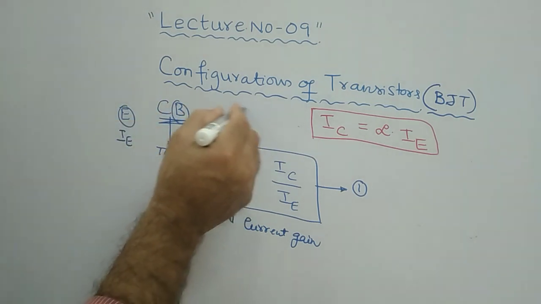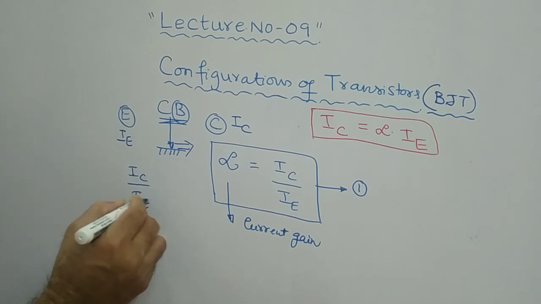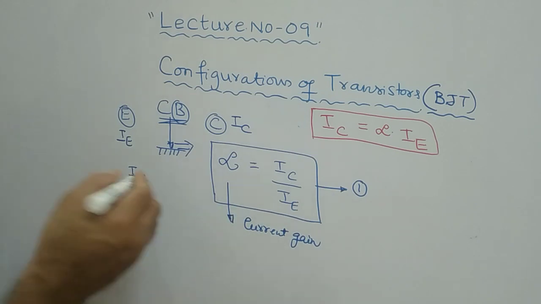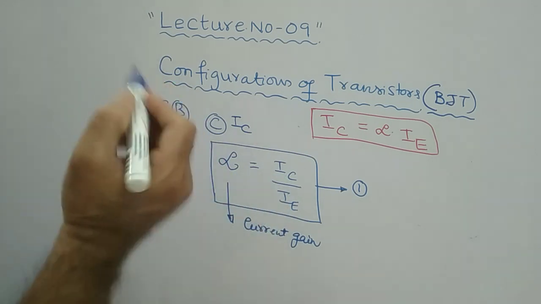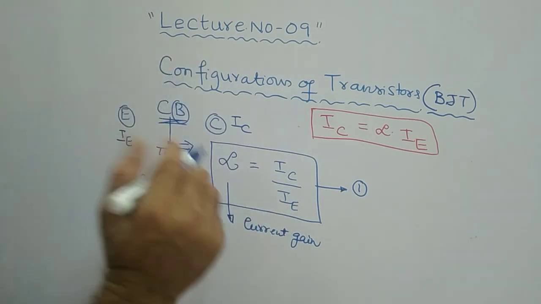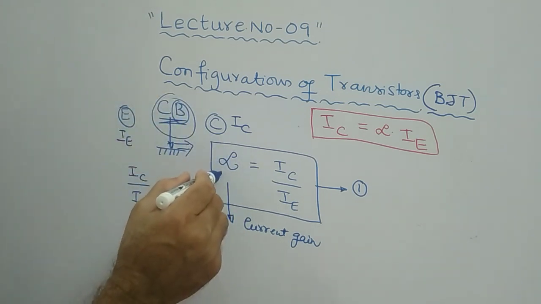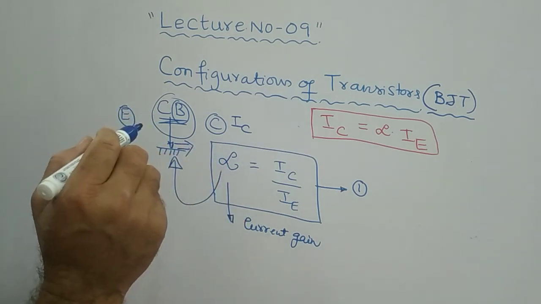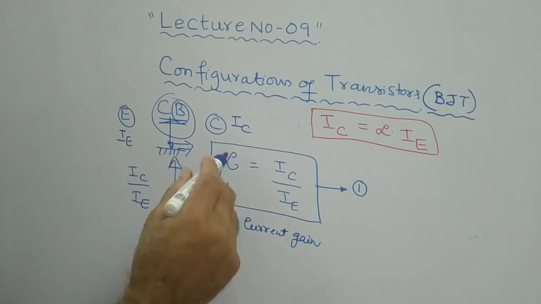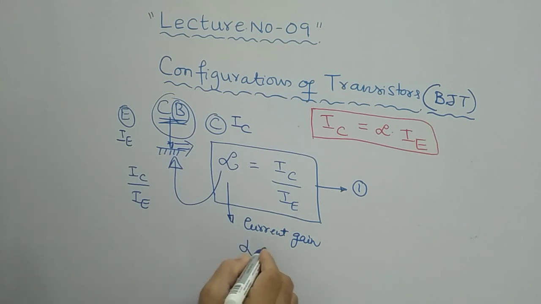Therefore what is the ratio? Output current by input current, that is nothing but IC by IE. Output current by input current, IC by IE, is the current gain. Therefore, alpha is simply the current gain in CB configuration. Normally remember that the current gain value is very much less than 1. The magnitude of alpha is less than 1.